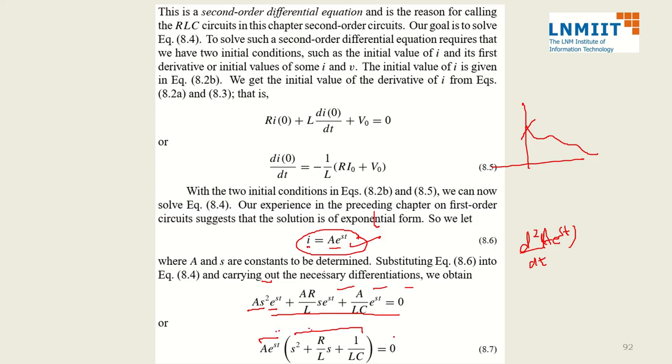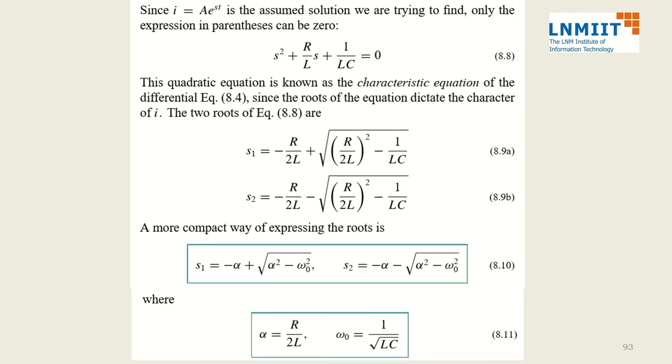The product of these two terms is 0. That means one of them or both of them are 0. A e raised to power st is definitely not 0 because that is our solution. That means the other term is 0. When I say S square plus R by L S plus 1 by LC is 0, this is a simple quadratic equation in S, and I can solve for the roots S1 and S2.